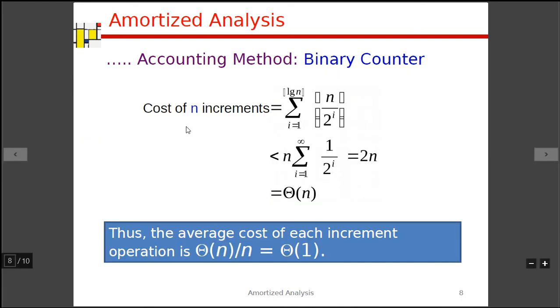So let us try to understand the overall cost of n increments. That is summation of i equal to 1 to log of n of n divided by 2 raised to i. n is the total number of increments, and i is starting from 1. If n is constant, taking n outside, that is summation of i equal to 1 to infinity of 1 divided by 2 raised to i. This will result in 2n. So that is actually theta of n. So the average cost for each increment operation is theta of n divided by n, that is theta of 1. So this is the accounting analysis of the binary counter. Thank you.